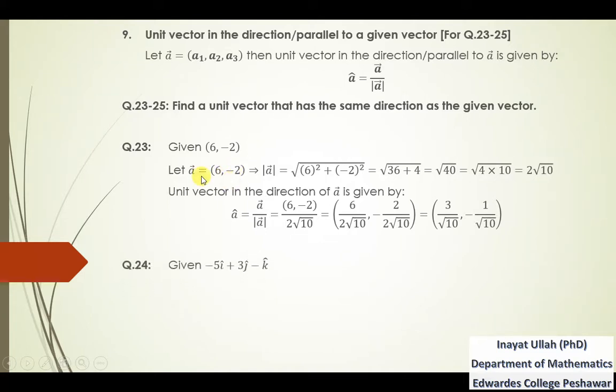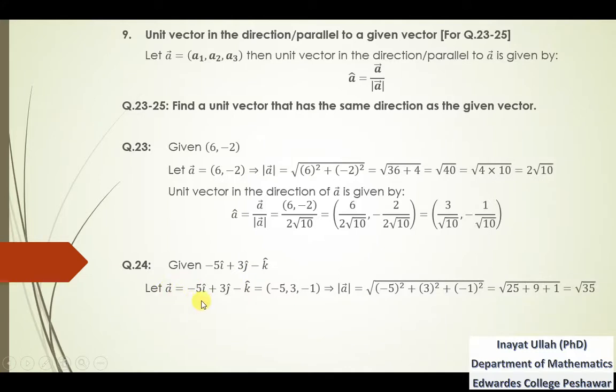Similarly, in question number 25, another notation for a vector is given, that is IJ notation. We denote this vector by A, and first of all we will write this vector in ordered triple form, minus 5 comma 3 comma minus 1. So that is the ordered triple notation for this vector.